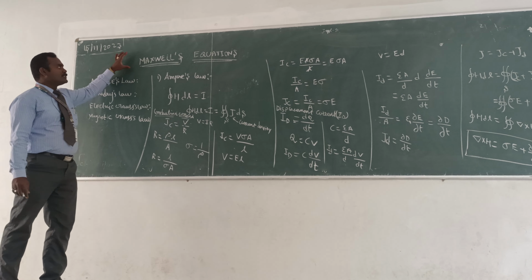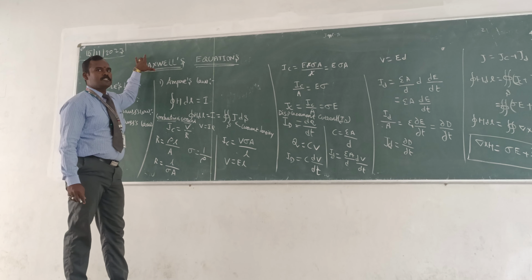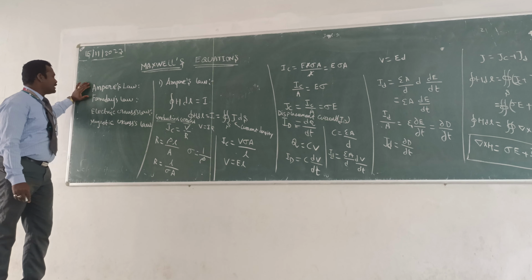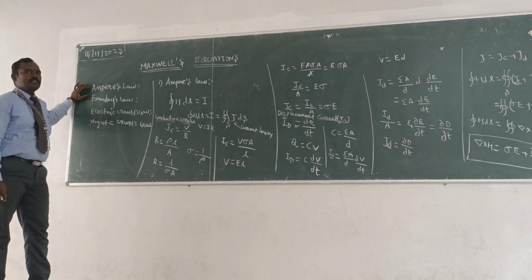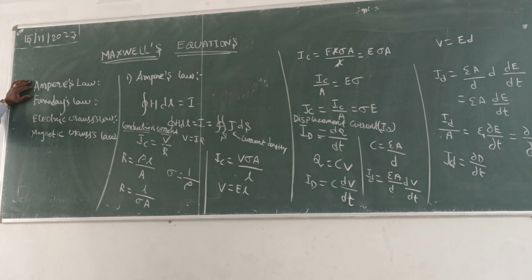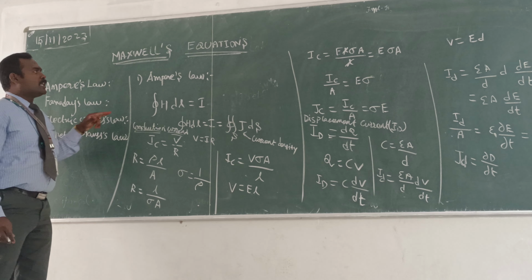Okay, today we are going to discuss Maxwell's equations. Maxwell created four different equations for the magnetic field. So that is the first equation. That is the Maxwell's equation from Ampere's law. So you all know Ampere's law.